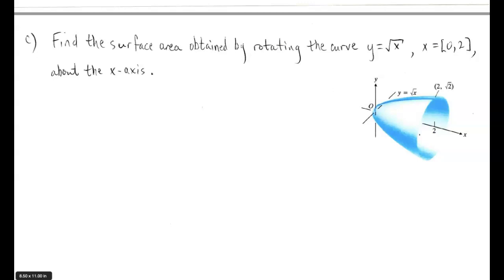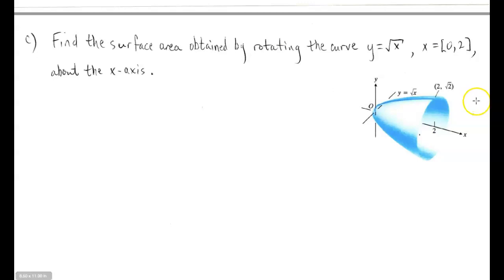This function, square root of x, we may have a missile or an airplane that aerodynamically works out well if we model the nose cone of it by this function. So that's kind of why they're giving it to us here.